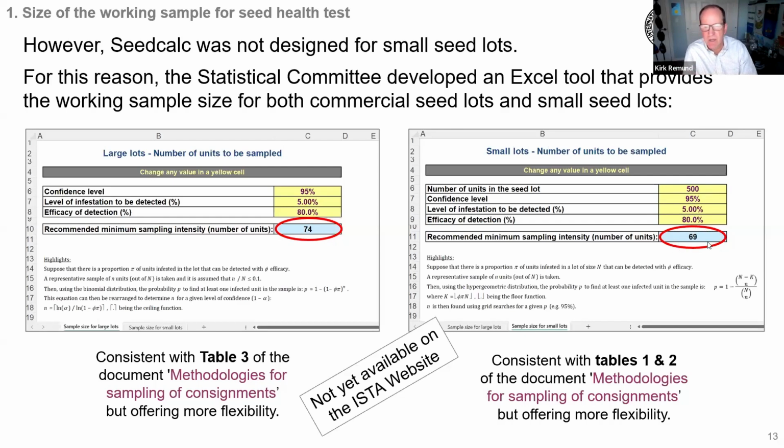That one's based on the hypergeometric, whereas the one on the left is based on the binomial. So the one on the left is consistent with table 3 of the phytosanitary document, and the one on the right is consistent with tables 1 and 2 as well. That gives you a little bit of a taste for sample size calculations and also the importance of sampling. And now I turn it over to my colleague and friend Jean-Louis to carry on to the second topic.